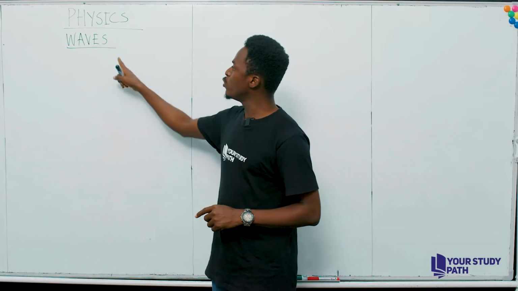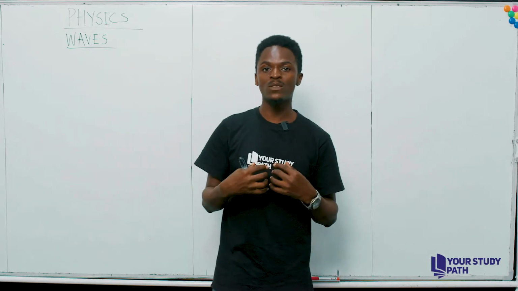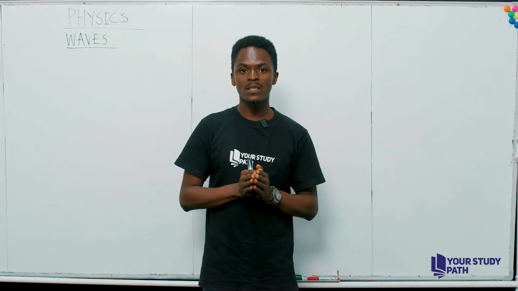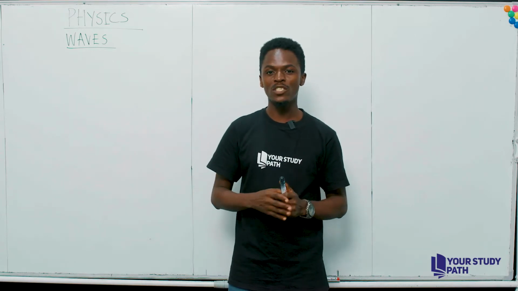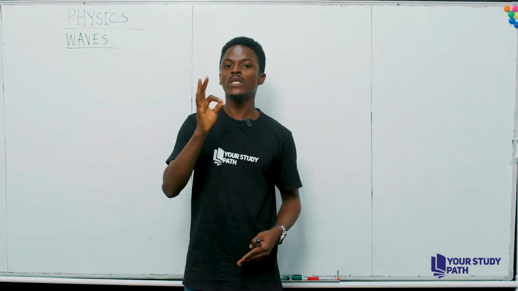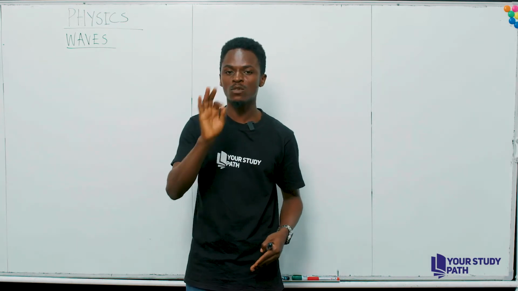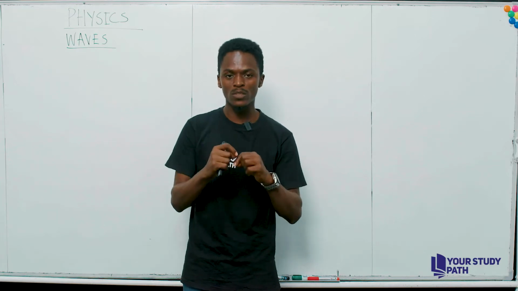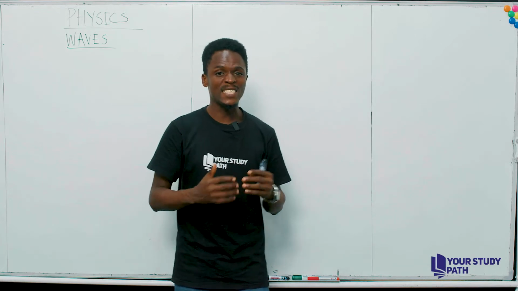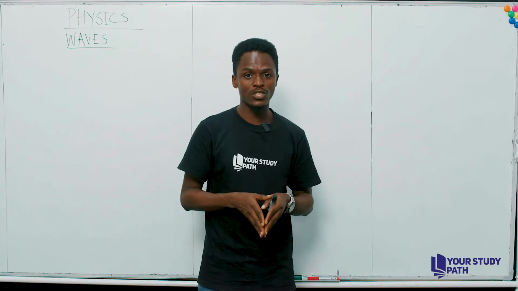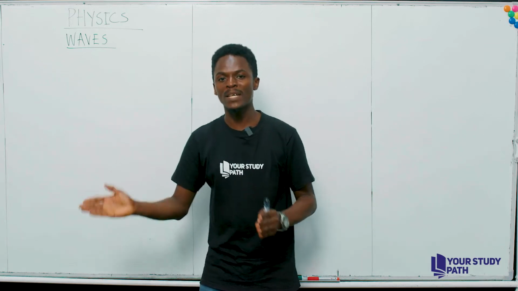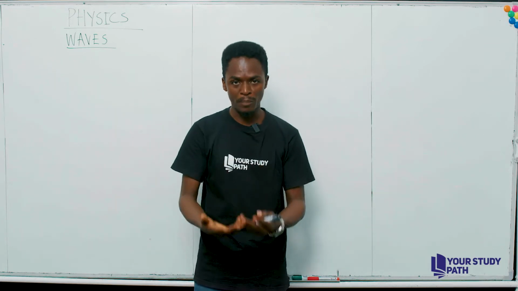First up, whenever you are defining wave, we describe wave as a disturbance which transfers energy from one point to another in a medium without the permanent displacement of that medium. I come again with the definition. We say that wave is any disturbance which transfers energy from one point to another in a medium without the permanent displacement of such medium.